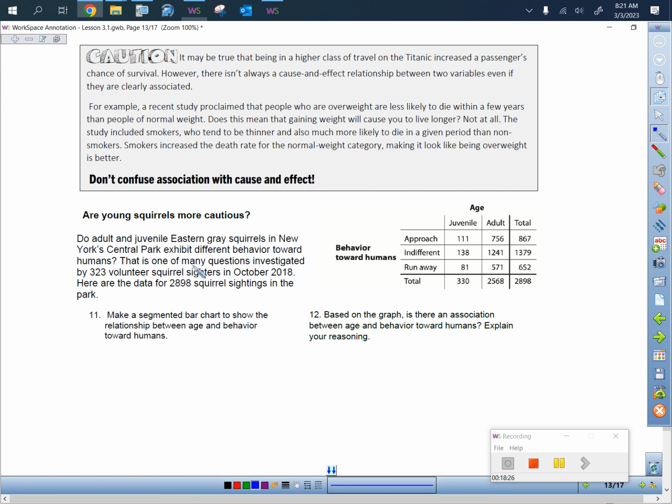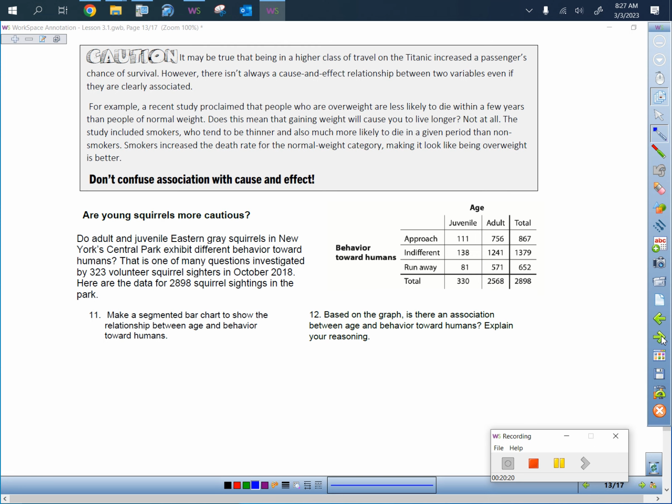Let's do the squirrel one for the last one. Before we punch it all into the chart, what is it about? They're at a park, and people are sitting on a bench, and they wanted to know what happens if a baby squirrel came up to them or an adult squirrel came up to them. Did the baby squirrel approach the people on the bench? Were they indifferent, they just didn't care about you, or did they run away? Same thing with the adult. Would you please take this data right here and make a segmented bar chart in the applets? Please pause the video, get that done.